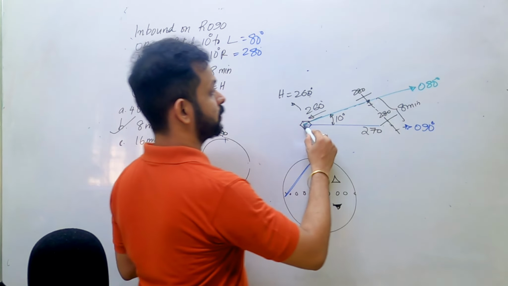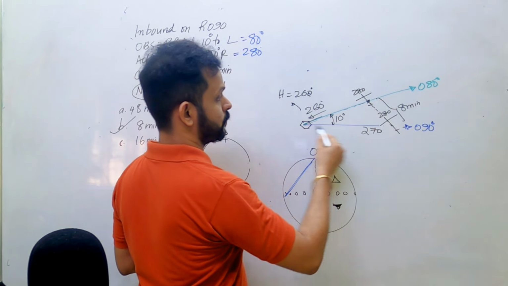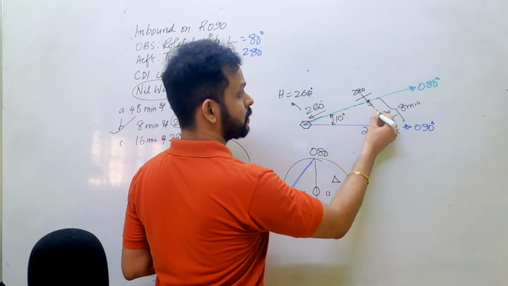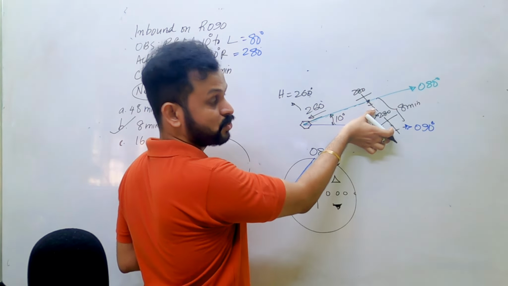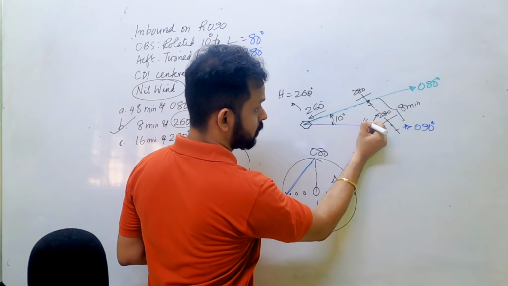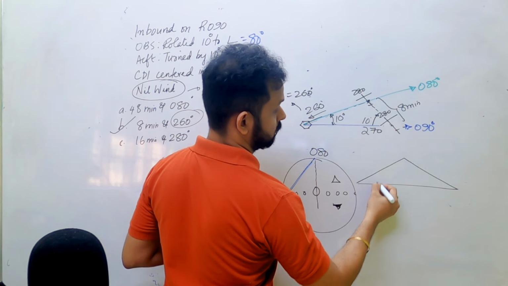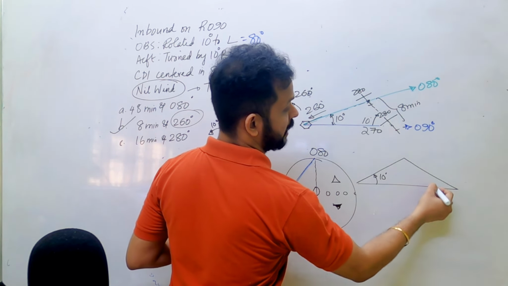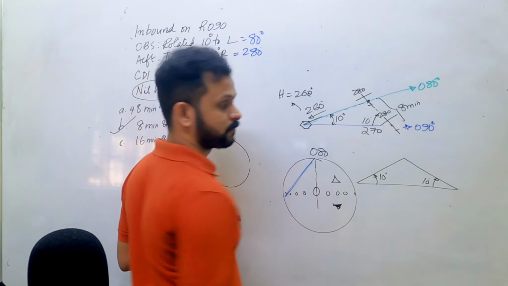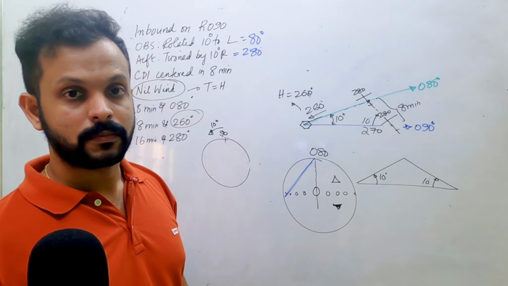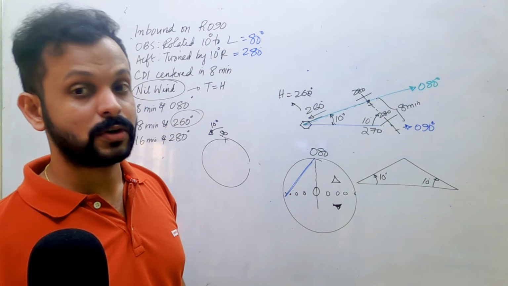Look at this triangle here. Right? This angle is how much? It's 10 degrees. What is this angle? 270 and 280. Therefore, what is this? 10 degrees. So I'm looking at a triangle with both the angles 10 degrees. What is this triangle called? Isosceles. This is called an isosceles triangle, right?